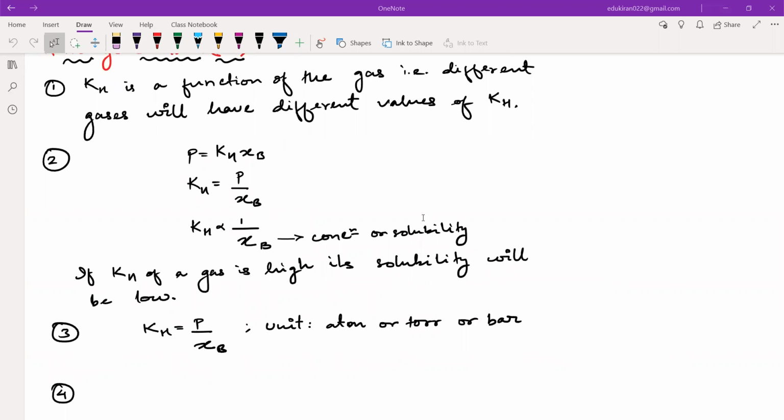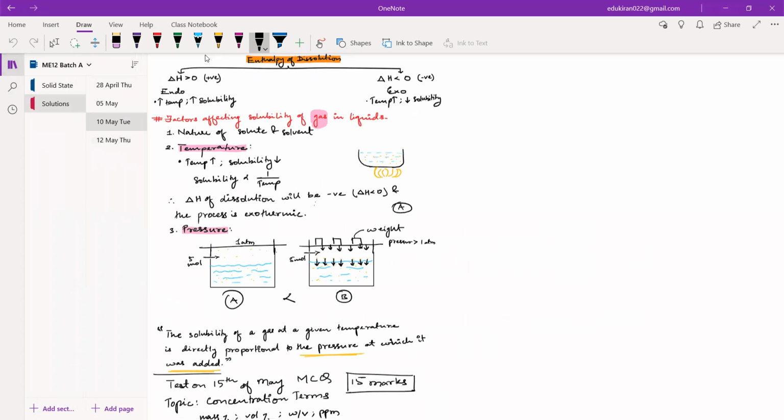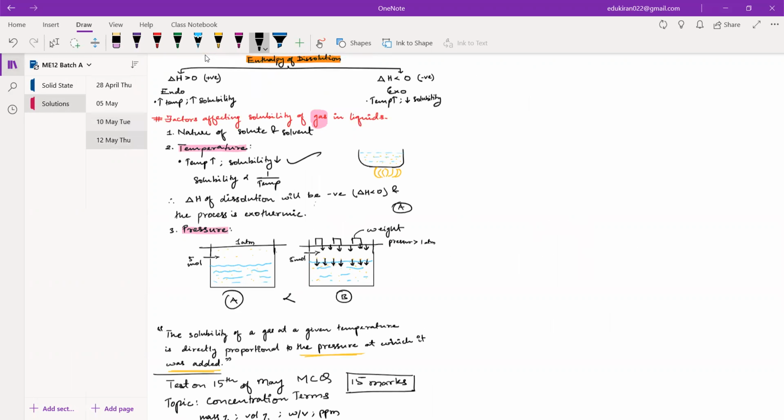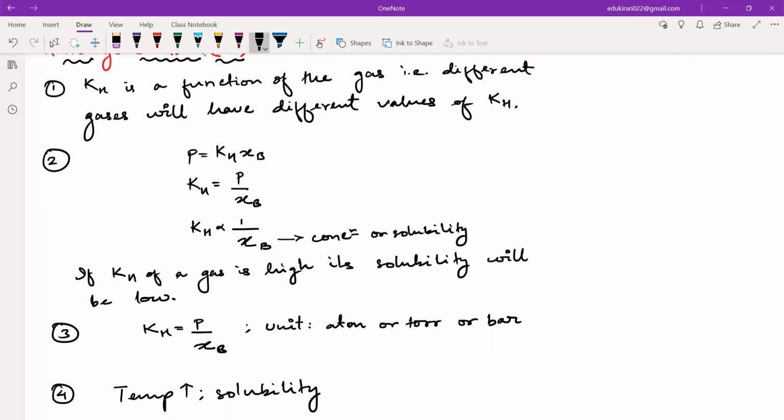That's it. Done. Okay. So we are discussing gas inside liquid, right? And we have already seen that if I increase the temperature, what happens to the solubility? Does solubility increase or decrease? If I increase the temperature, gas inside liquid, we studied this last class. Solubility will decrease on increasing the temperature.